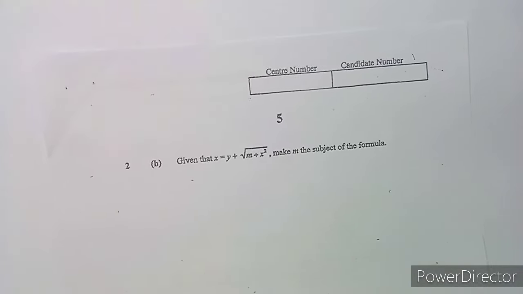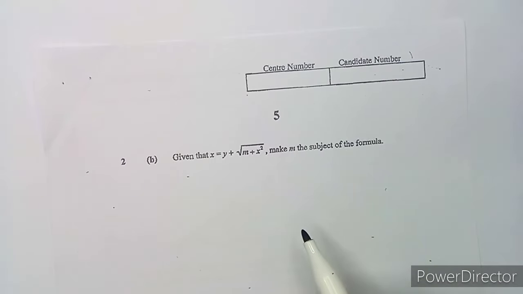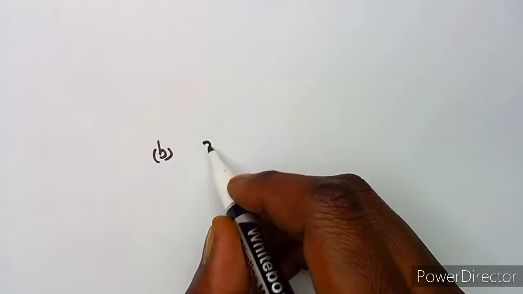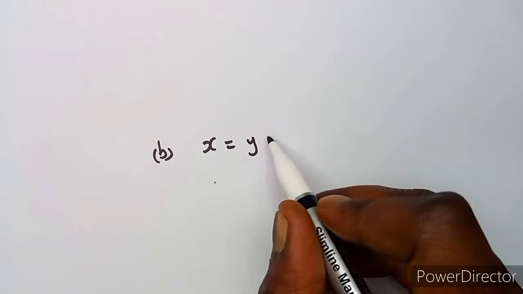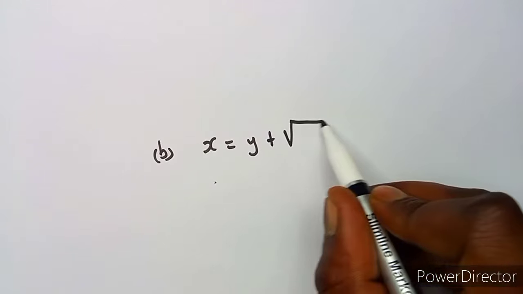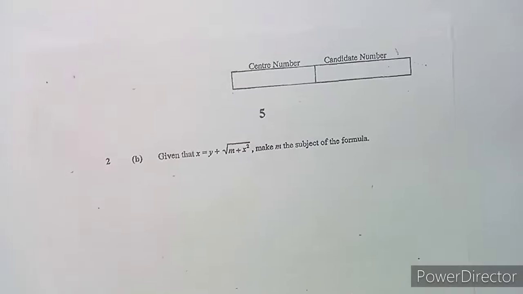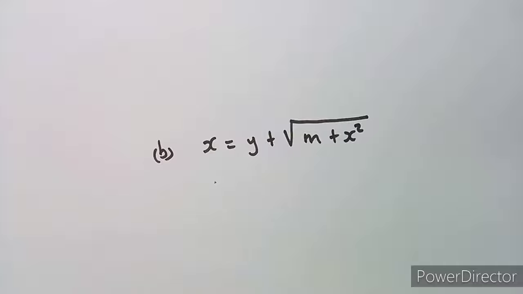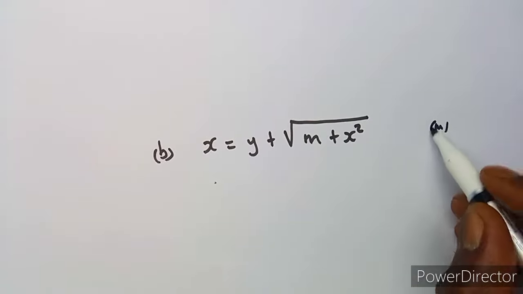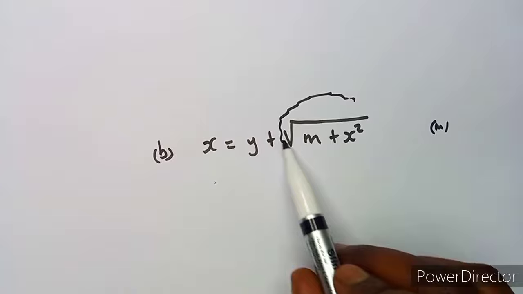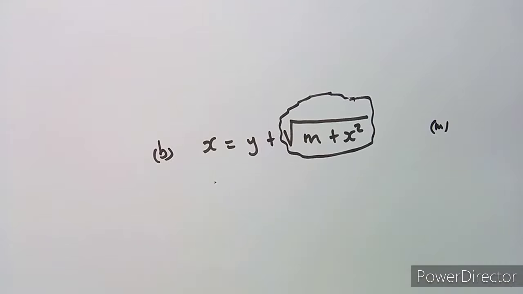All right, anyways, let us see number 2, where we are given, it's actually 2b, with continuation. We were given to make M the subject of the formula from the equation where x is equal to y plus the square root of m plus x squared. That is the square root of m plus x squared, and you want to make M the subject. All right, so how can we actually make M the subject in this case? As you can see, the part that has got M is this part that is surrounded by the square root there. So what am I going to do to remove that part?